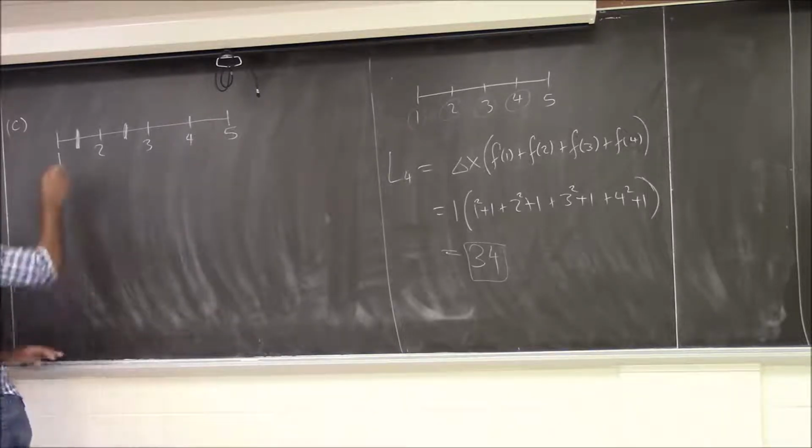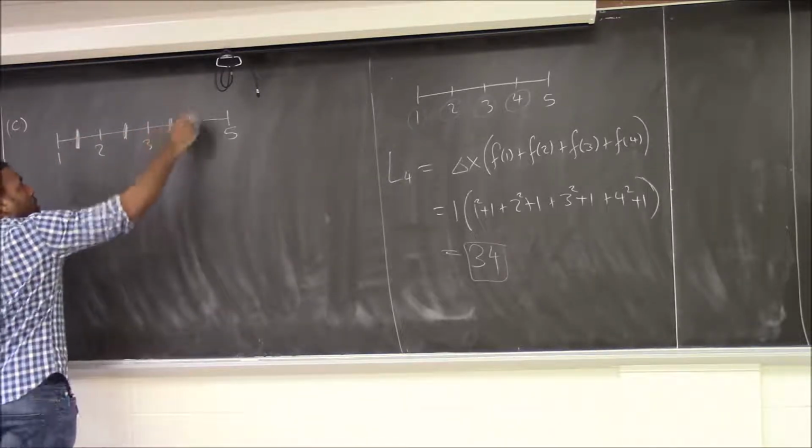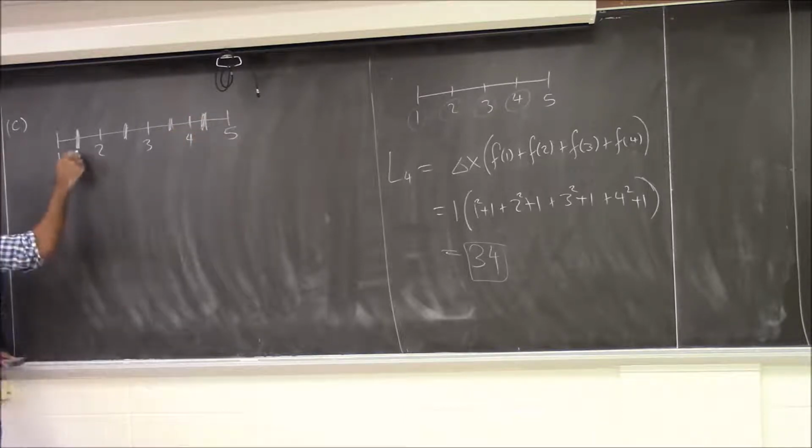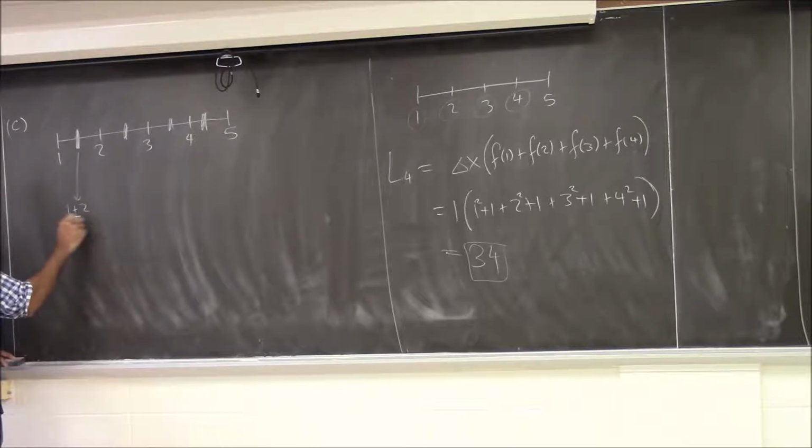So how would we find this one? 1 plus 2 over 2. Right, so that would be the systematic way to do it. That would be your x1 star. And so that's 3 over 2, or 1.5.